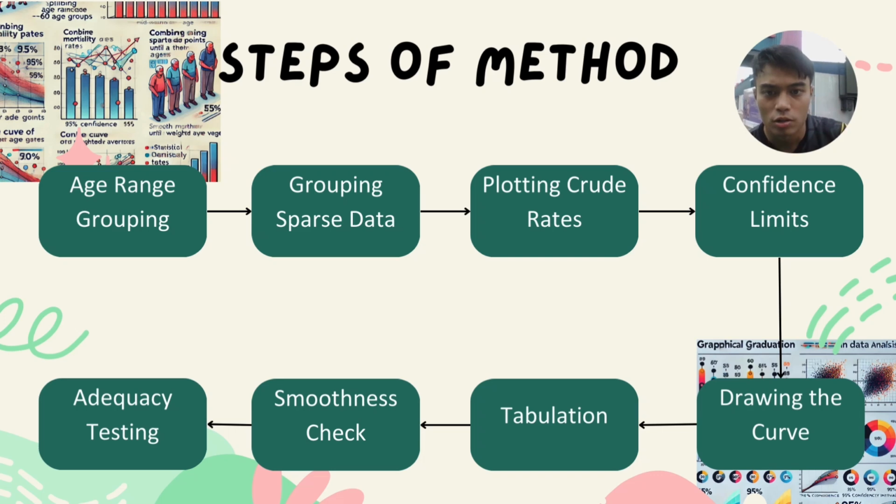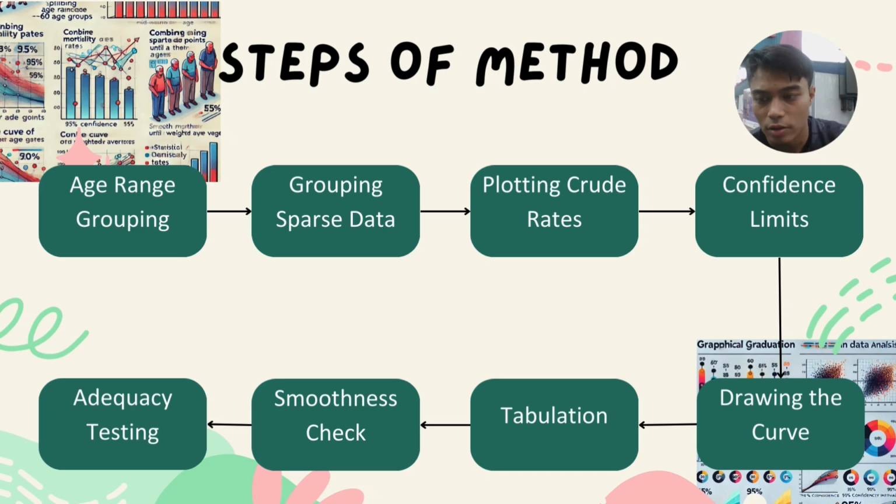Then it will be plotted. The next step is plotting the crude rates, in which the mid or weighted average age will be plotted. After that are the confidence limits, in which 95% limits will be calculated, which is q plus or minus 2 square root of d over e.